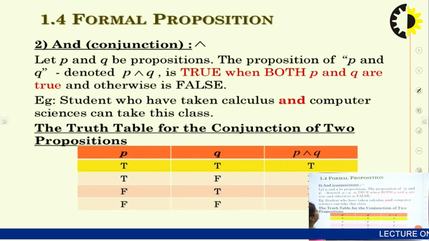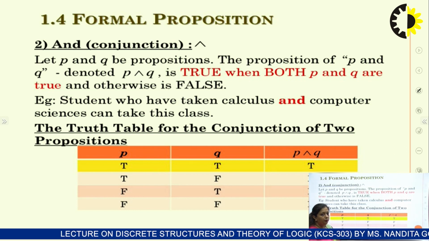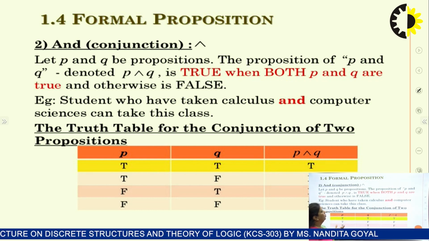Now moving to the conjunction. Conjunction of propositions basically means adding an AND. Let P and Q be two propositions. The proposition P and Q is denoted by this symbol, and it is true only when both P and Q are true. If the individual values of both propositions P and Q are true, then only the conjunction will give me a true value, otherwise it will give me a false value.